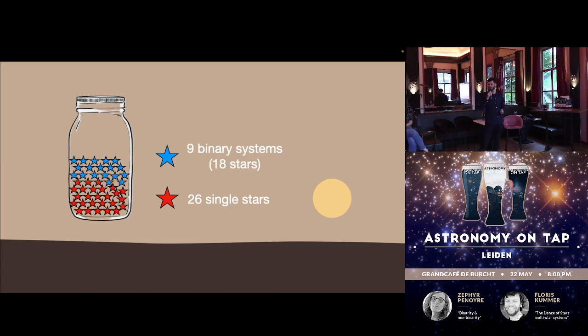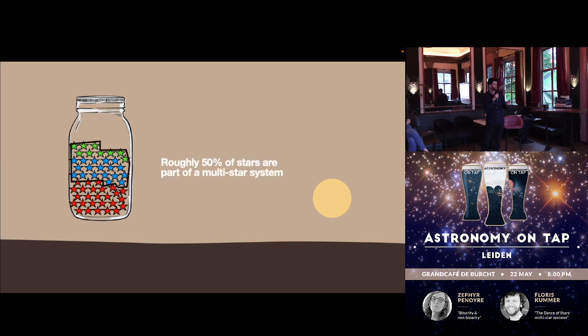18 stars have one companion, which means that there are 9 binary stars. And finally, 9 stars have even 2 companions, which makes 3 triple stars. Okay, if we combine this information, we find that roughly half of all the stars have one or more companions and are therefore part of what we call a multi-star system.